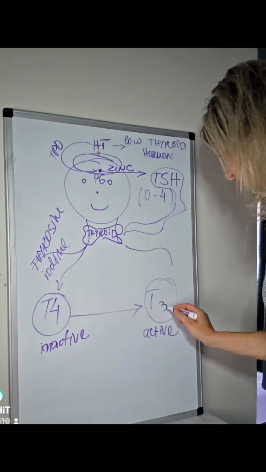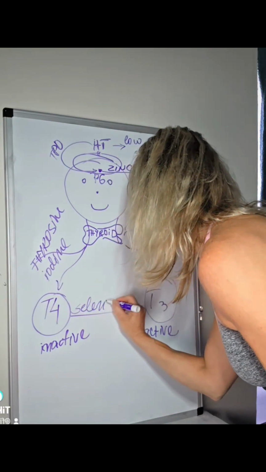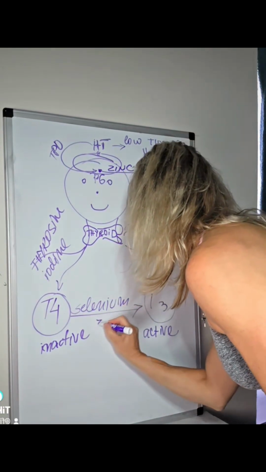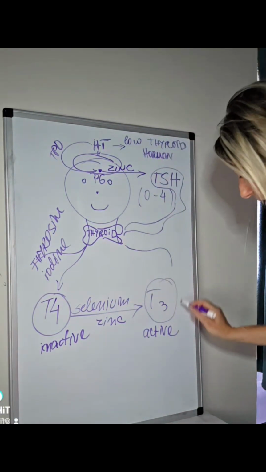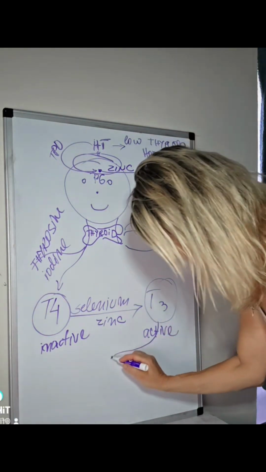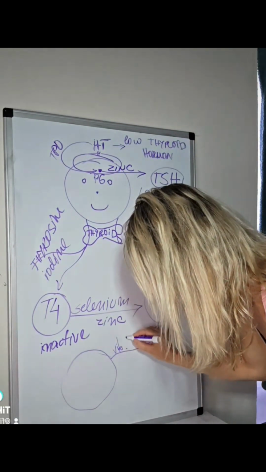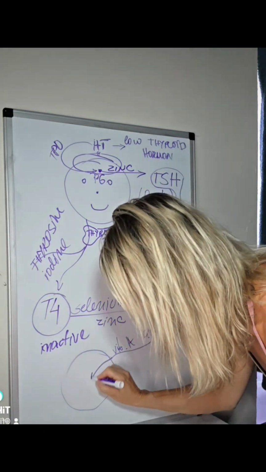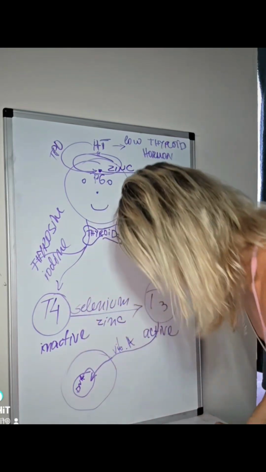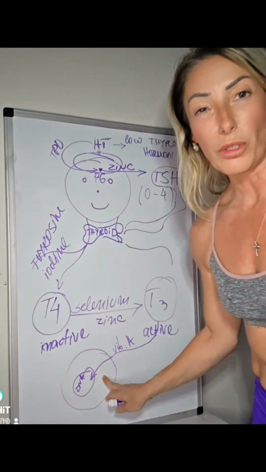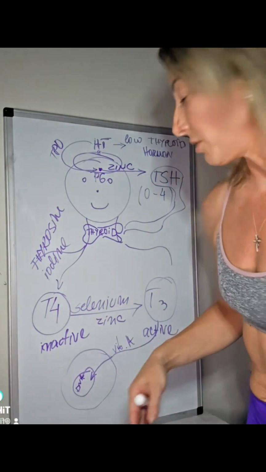It needs to be converted to the active form, and that happens with the help of selenium and zinc. Once we have the active form, T3, T3 is taken to the cell with the help of vitamin A. It goes all the way inside the nucleus, where your DNA is, and that is how it turns on your energy production, your metabolism, and all of your cellular functions.